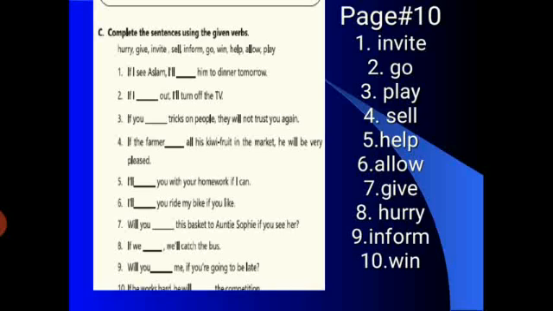Sentence number 8. If we dash, we will catch the bus. So in this example, we are going to write hurry. If we hurry, we will catch the bus.